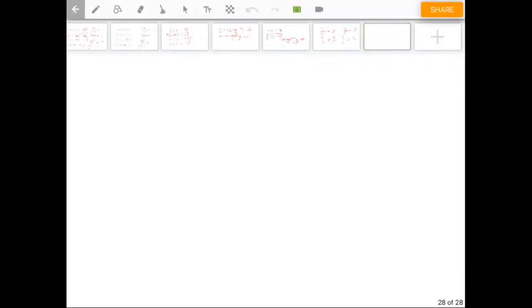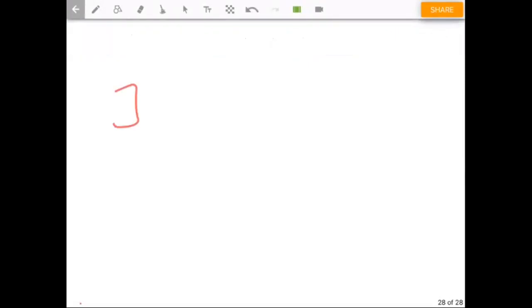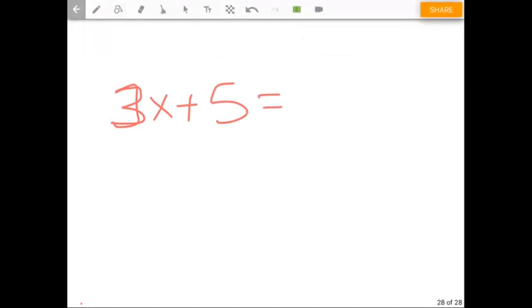Does equations work the same way as what we just got done doing? Like solving equations? Yes. Well, we can do a couple of those if you want. Are you talking about like 3x plus 5 equals 17? Mm-hmm.